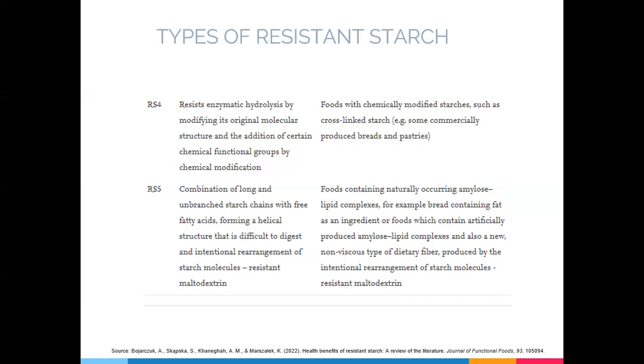Okay, so it is found in foods containing naturally occurring amylose lipid complexes, for example, bread containing fat as an ingredient, or foods which contain artificially produced amylose lipid complexes, and also a new non-viscous type of dietary fiber produced by the intentional rearrangement of starch molecules, which is now called resistant maltodextrin.